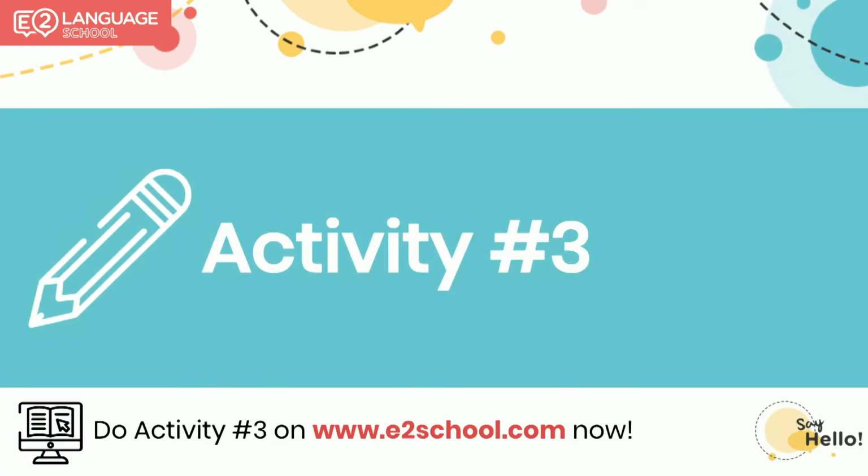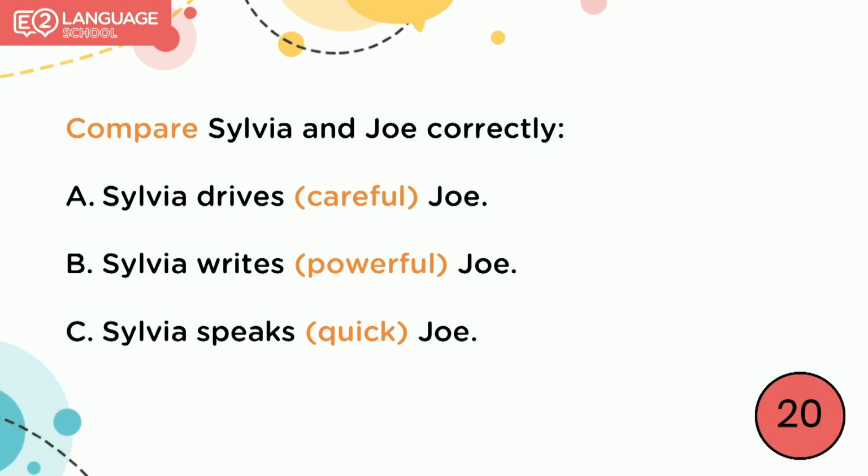Let's do activity 3 on e2school.com. All right. I want you to compare Sylvia and Joe correctly by transforming this adjective, careful or powerful or quick, into a comparison adverb. More carefully than Joe, for example.